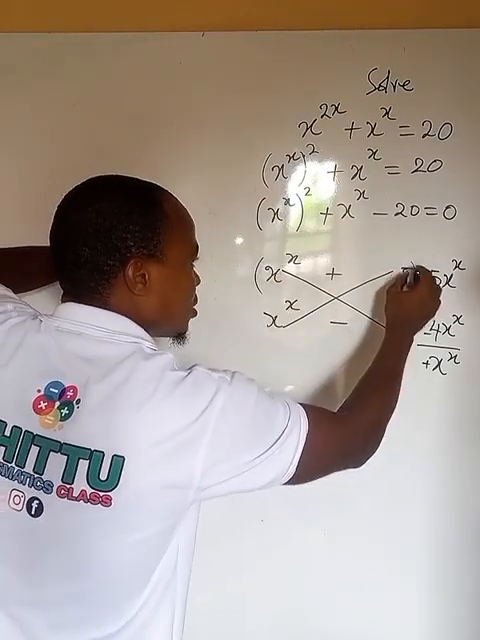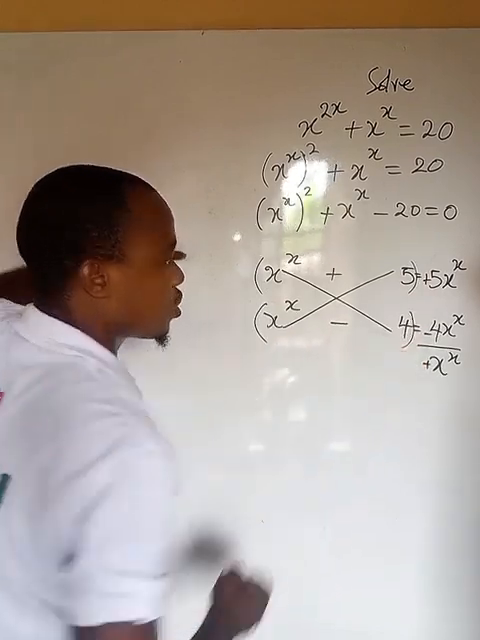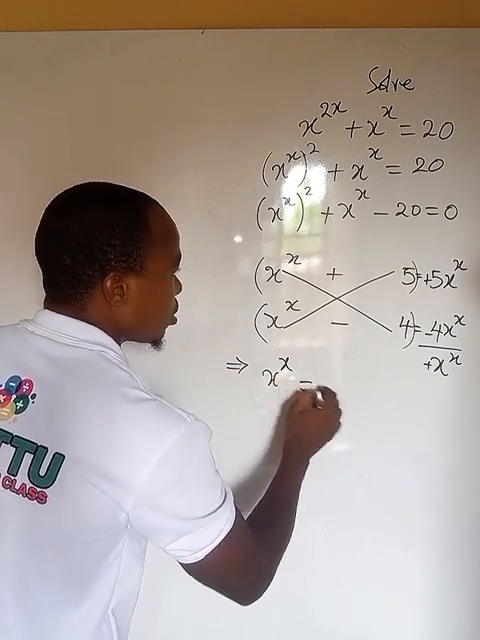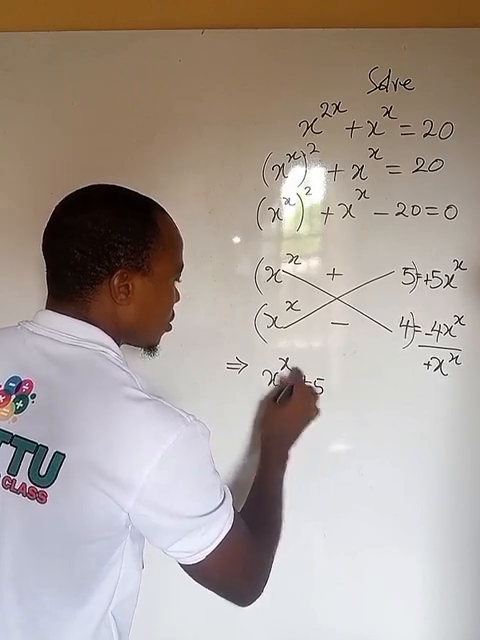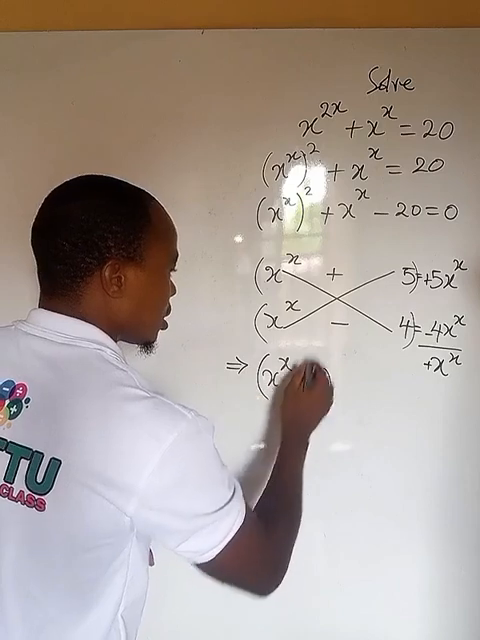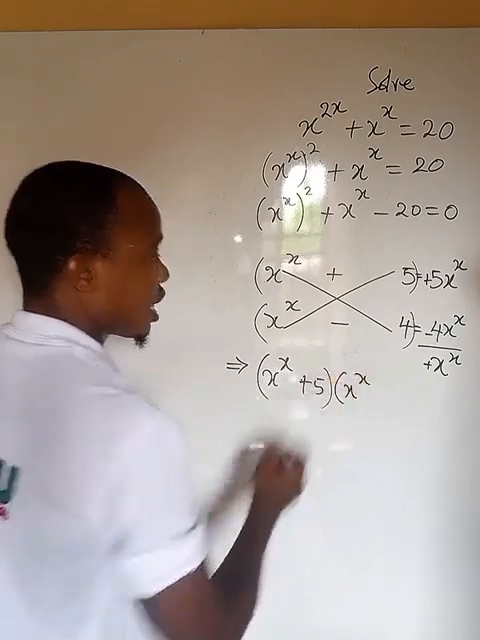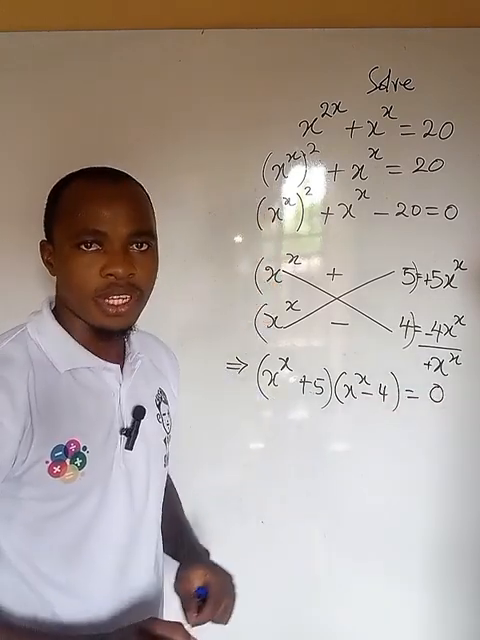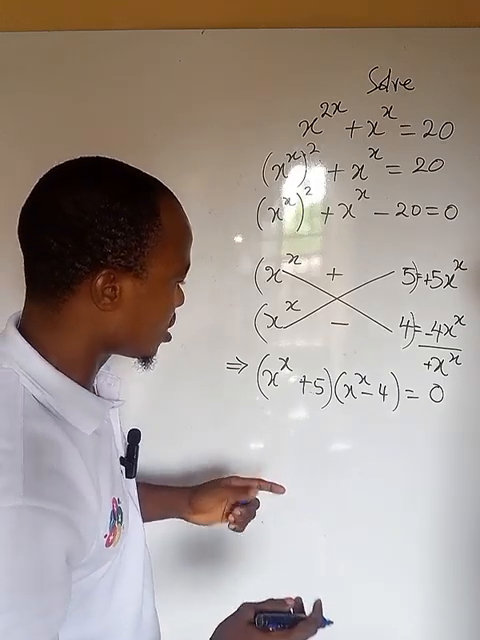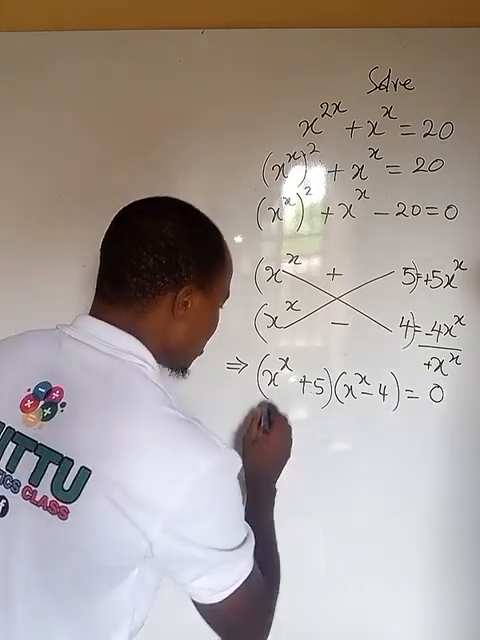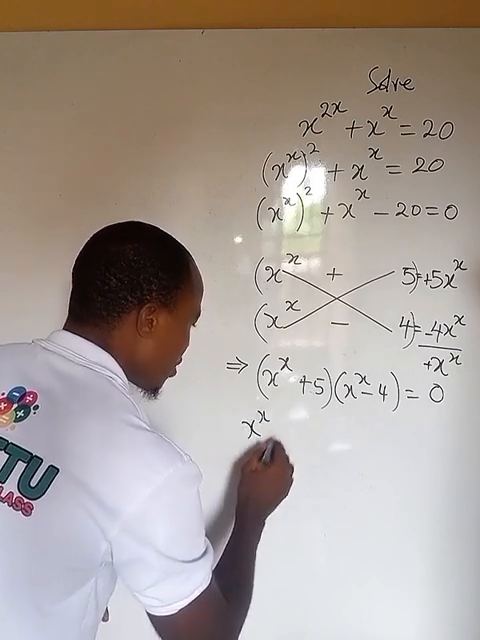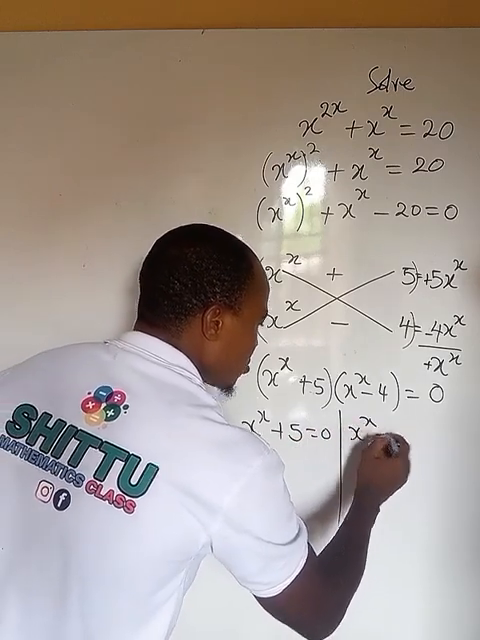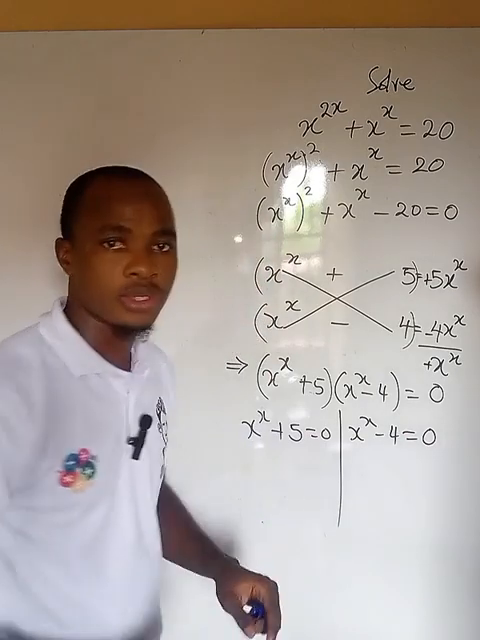We're going to have this as your factors. So this is going to be (x^x + 5)(x^x - 4) = 0. Are you following? The next thing is, this is a zero-form equation, so this means that either x^x + 5 = 0 or x^x - 4 = 0. Are you following?